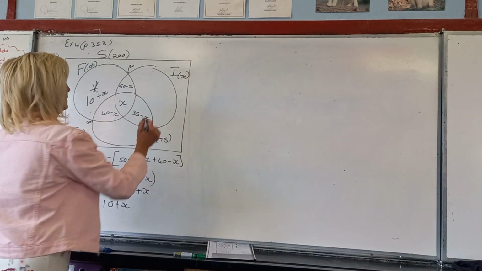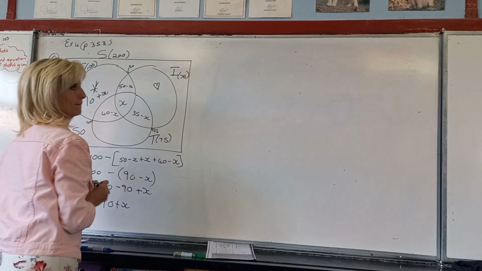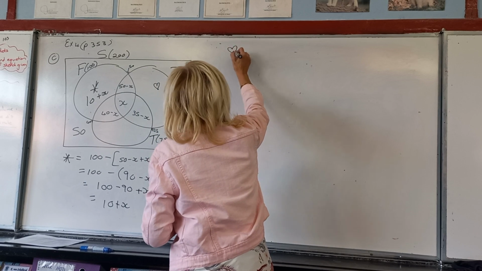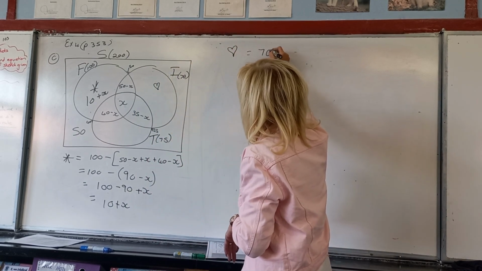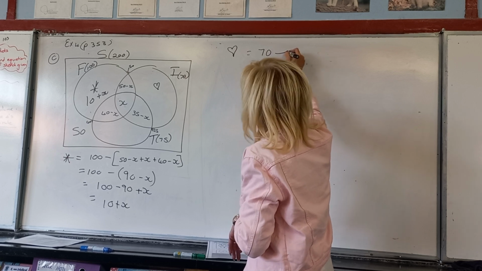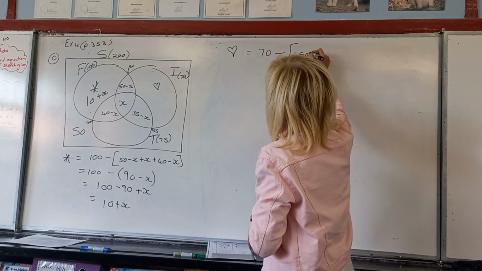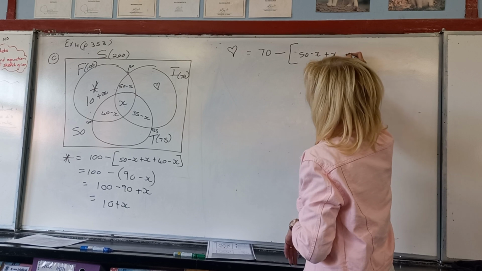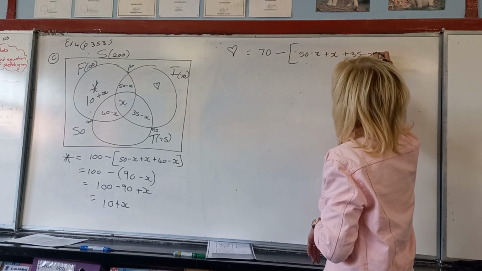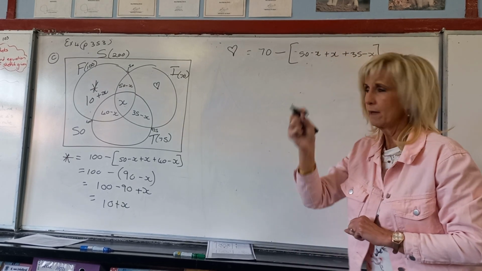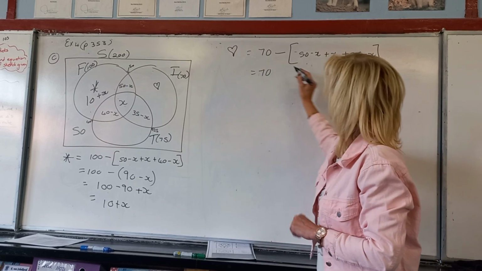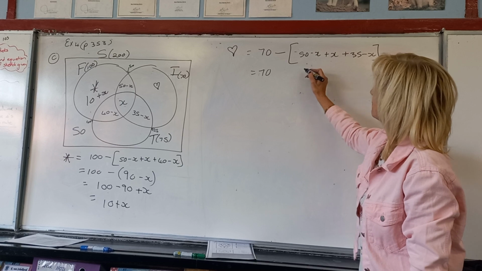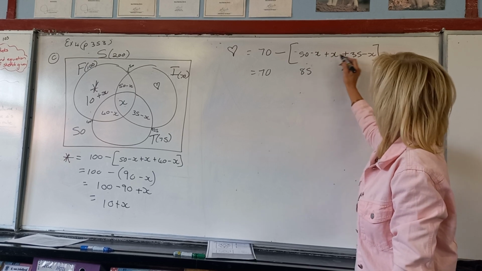So then this one, let's make it whatever is interesting in the maths. So that would be 70 minus 50 minus x plus the x plus the 35 minus. Are you seeing the principle here? Yes. We're adding them all together and subtracting it from 70. So this would be 85. And this would be minus x.